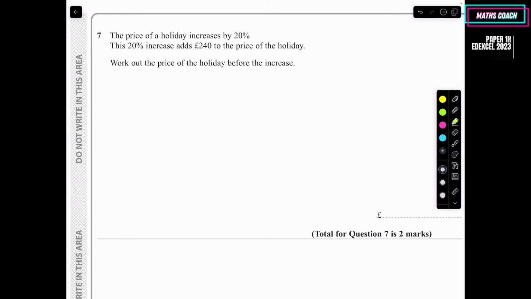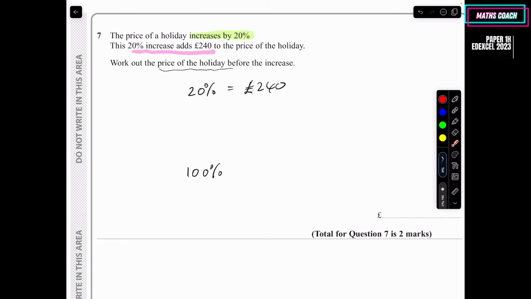Let's highlight some stuff here. So we know that it's been increased by 20%. And we are also told that that 20% increase is adding £240 to the price of the holiday. So can we say that 20% is equal to 240? Because that's what the 20% increase does. So we want to work out the price of the holiday before the increase. Basically, we're trying to work out what the 100% is of this holiday. Now to do that, remember it's a non-calculator paper. You can do this in a number of methods. You just need to find a way to go from 20 to 100.